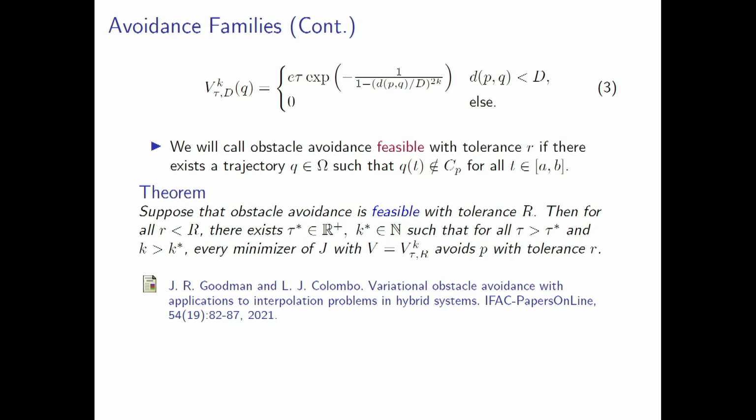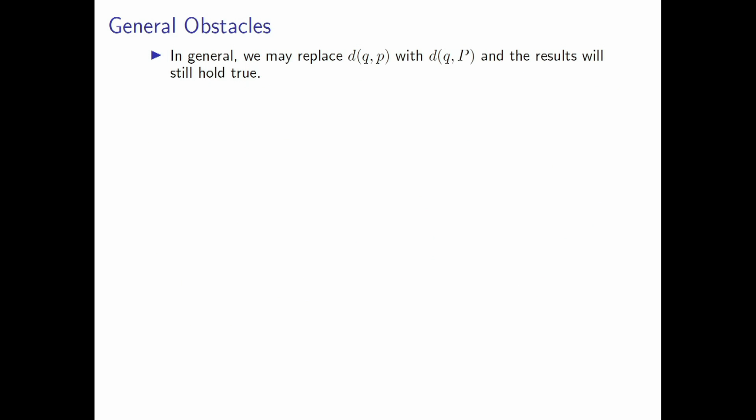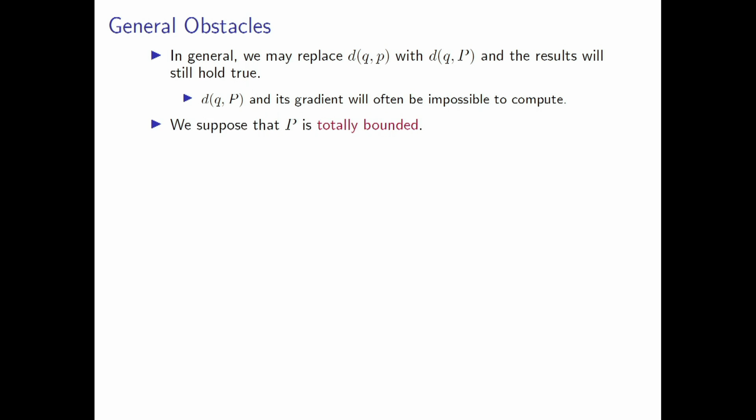So using the feasibility condition, we can work with some constants to design b, the potential function, to avoid the point p with tolerance r. In general, one can replace the distance between q and p with the distance from q to a set p, and the result still holds. But computing the gradient is almost impossible, so we can assume that p is totally bounded.